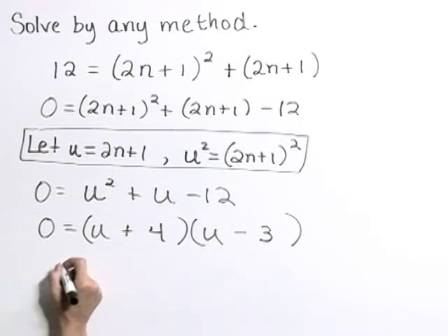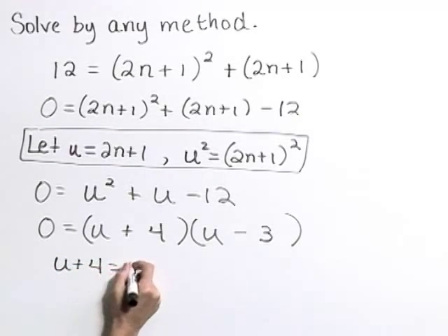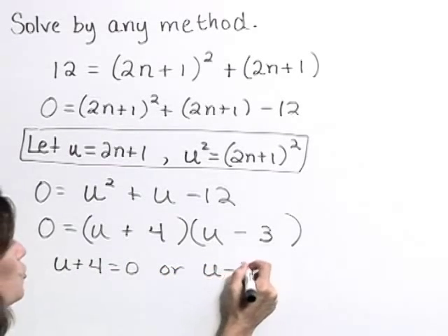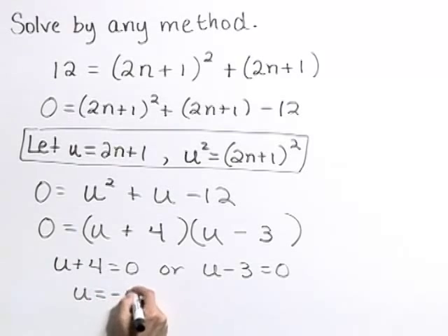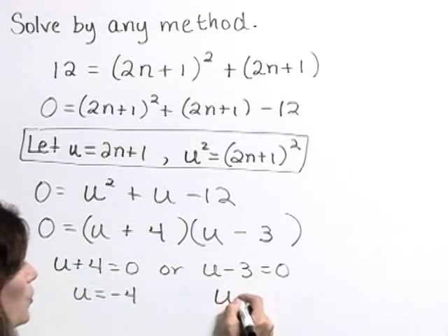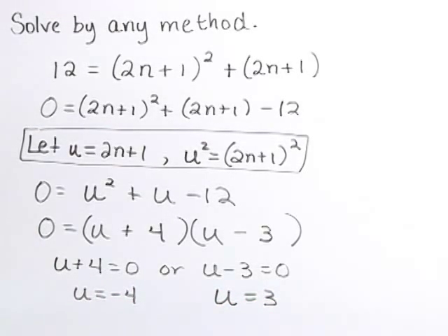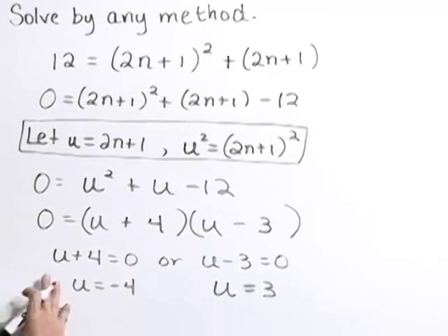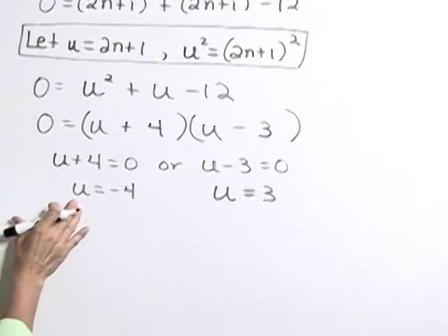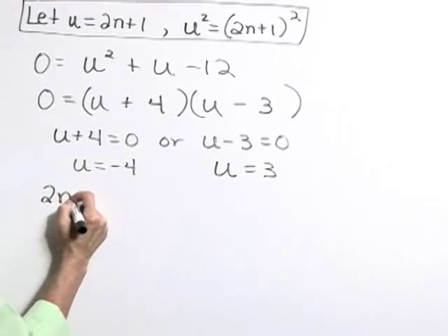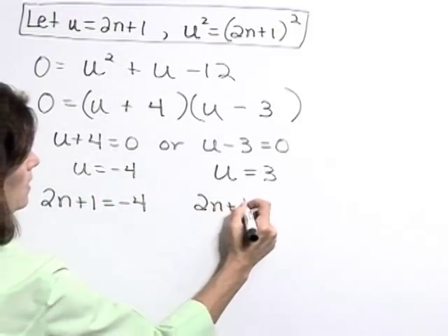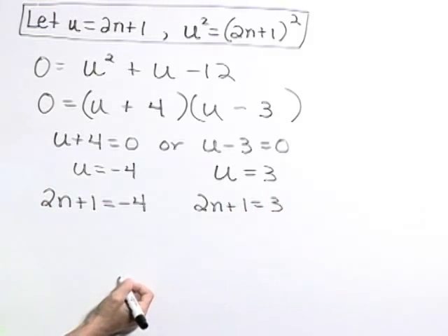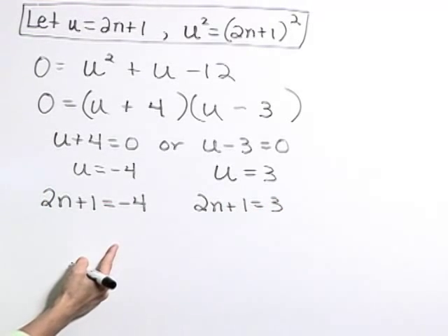The zero factor property gives u plus 4 is 0 or u minus 3 is 0. So u is equal to negative 4 or u is equal to 3. Now we're not done. We've got to substitute back. u is equal to 2n plus 1. So substitute back. Now we want to solve for n.